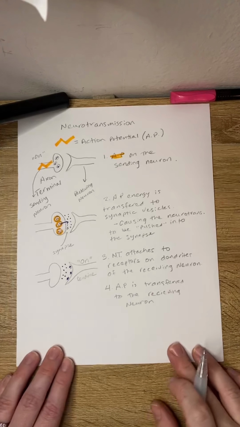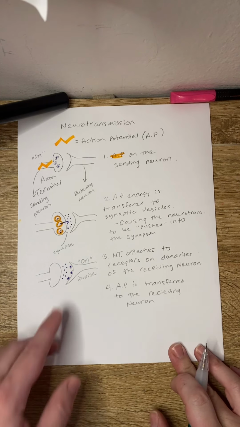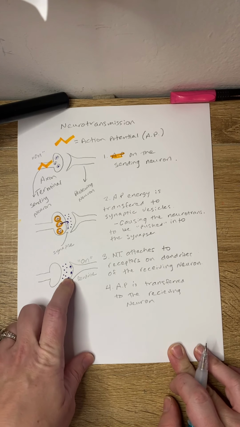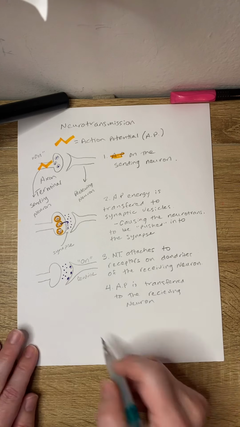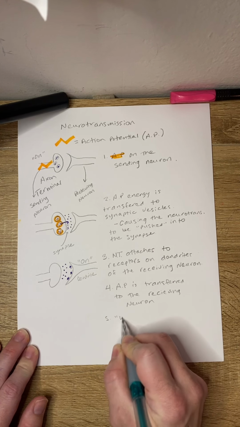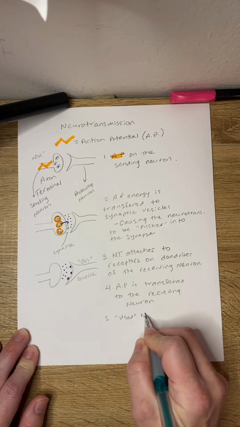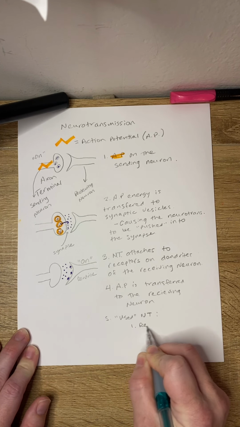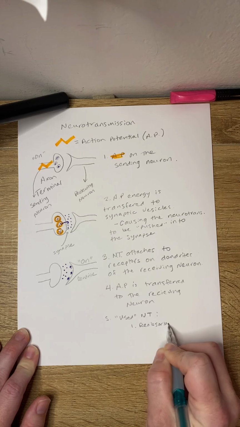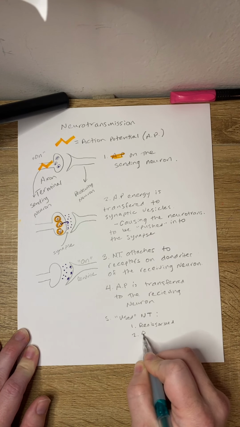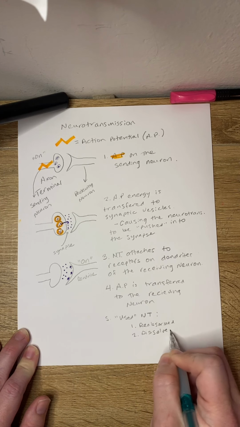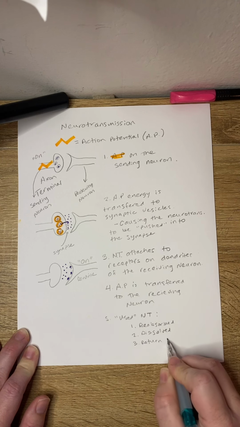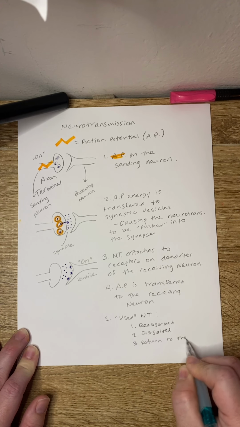Okay, now, the final step is what happens to neurotransmitters after they've attached to these receptors. And there's 3 things that can happen, okay? So let's see, I'm gonna put right here, this is our final step. The used neurotransmitter can do one of 3 things. It can be reabsorbed, it can be dissolved, or it can return to the sending neuron.